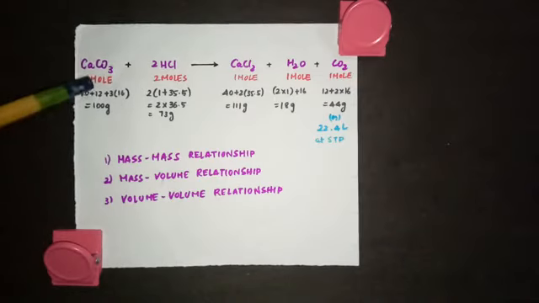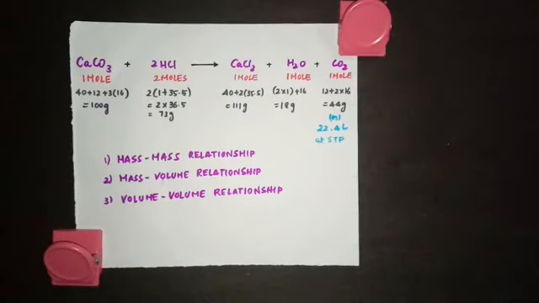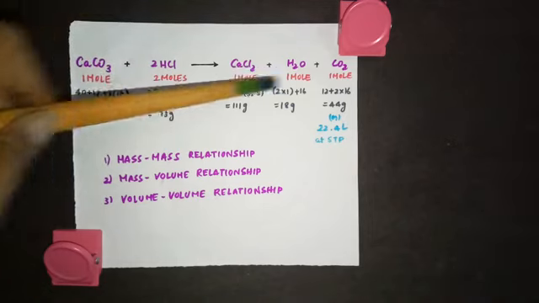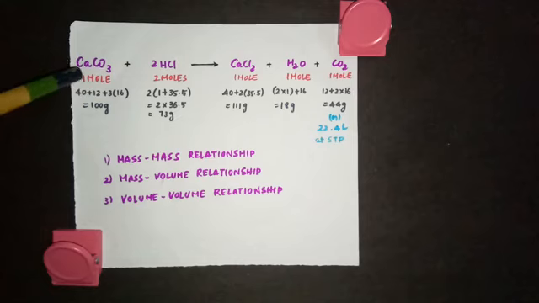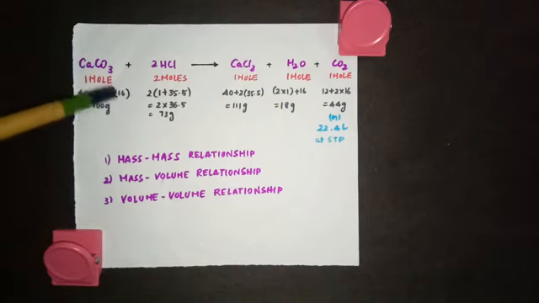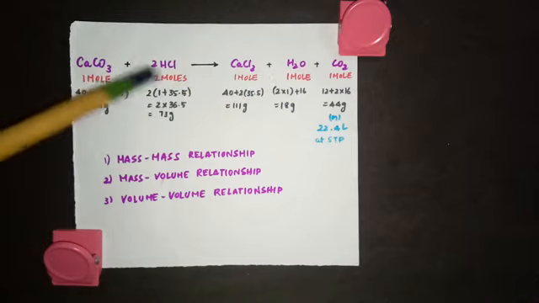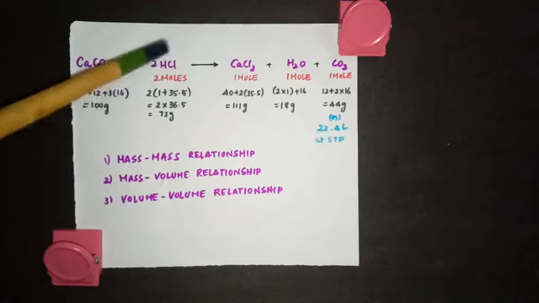Let's take an example of a reaction in which calcium carbonate reacts with HCl to give calcium chloride and water and carbon dioxide. So these two are the reactants and these three are the products. So when you write a chemical equation like this, and I hope you all know how to balance a chemical equation. Here you have two chlorines, so you are putting 2 here, so that here also the chlorine becomes 2.